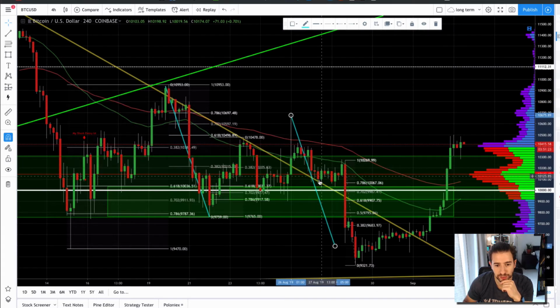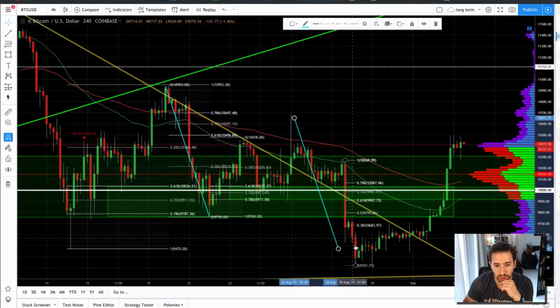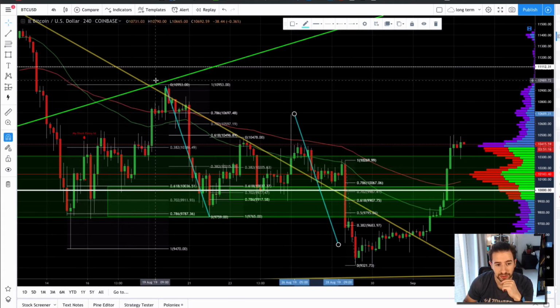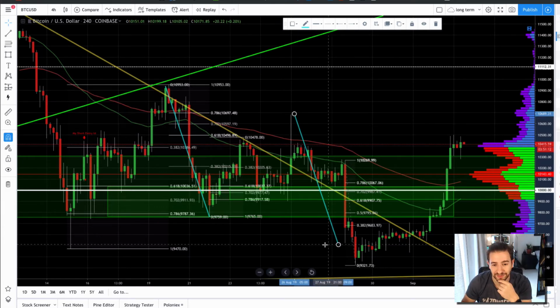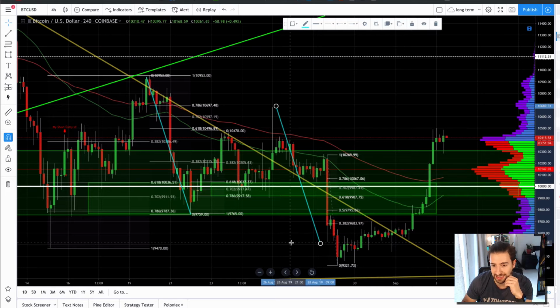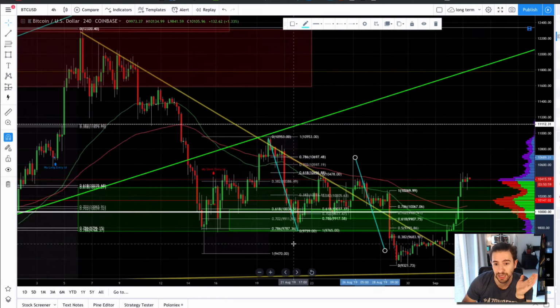Okay, so we got a reason here to go long. ABCD, this is a bullish ABCD. It obviously is going in a bearish direction, but this is a finishing pattern. So ABCD means that D is the end point of the harmonic, and that's where the market's going to move back. So right at this level, 9,500-ish, I'm thinking long anyway.